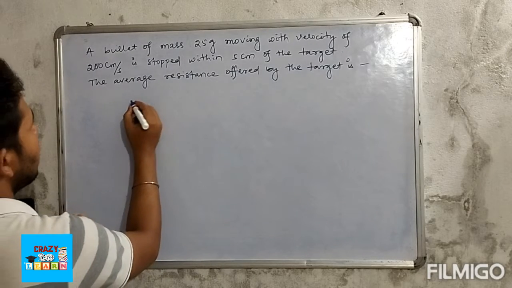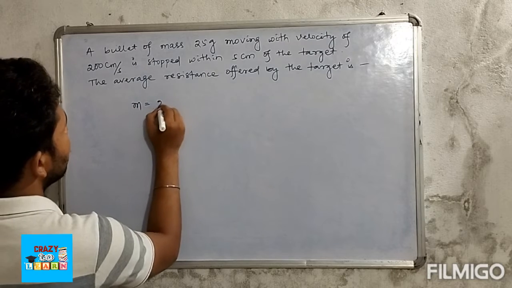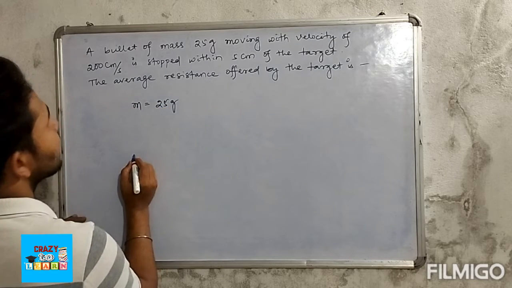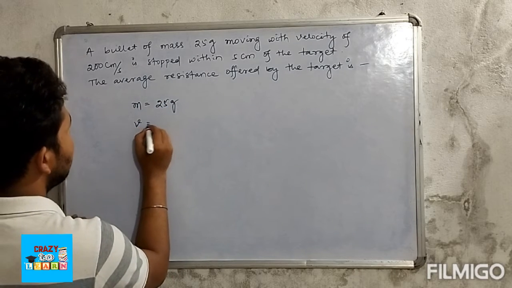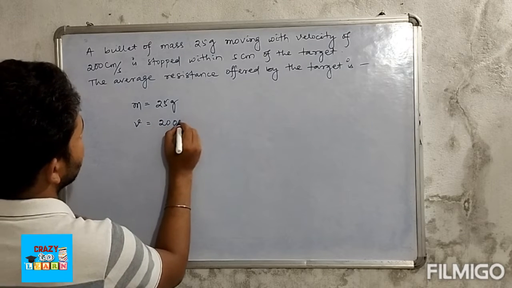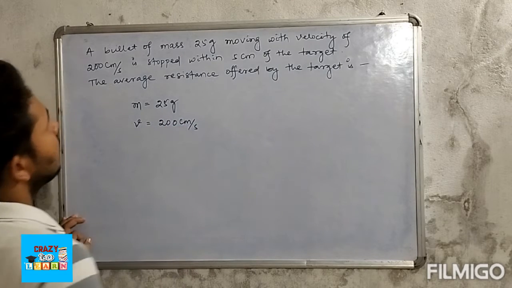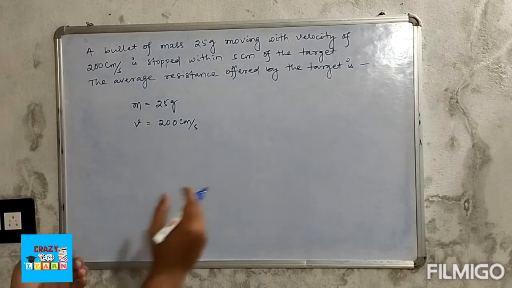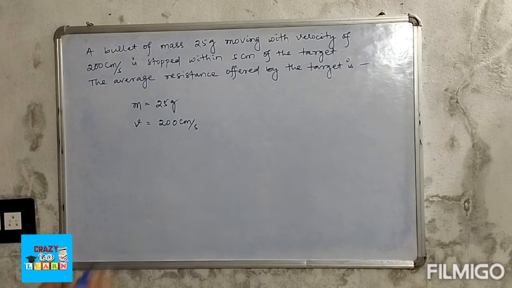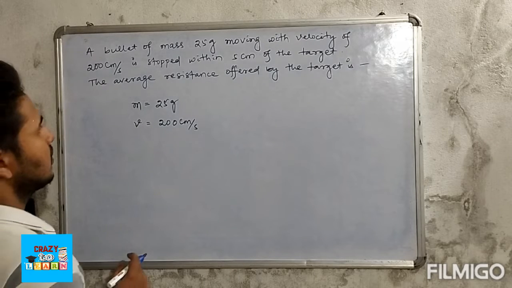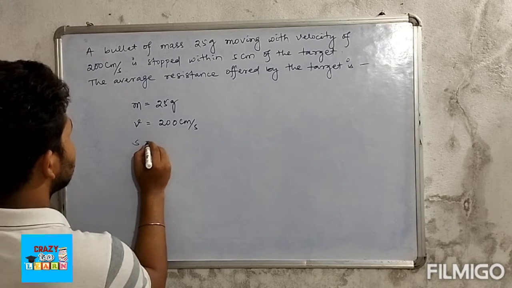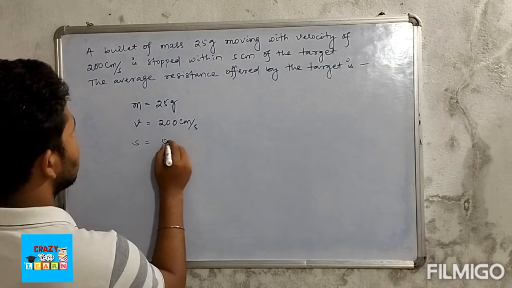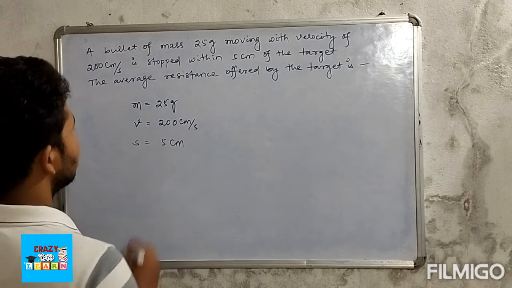The mass of the bullet, small m is equal to 25 gram. Velocity v is equal to 200 cm per second and stopped within 5 cm. That means it covered a distance of 5 cm. After that it is stopped. So you can take the distance s, or displacement, s is equal to 5 cm.